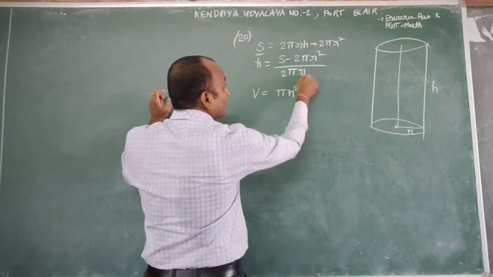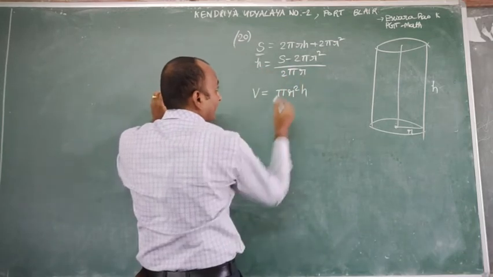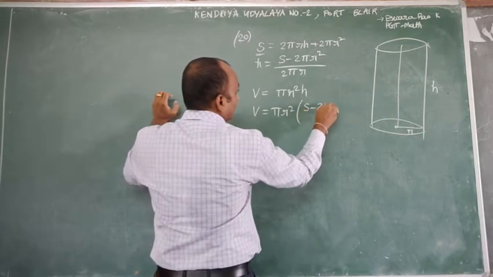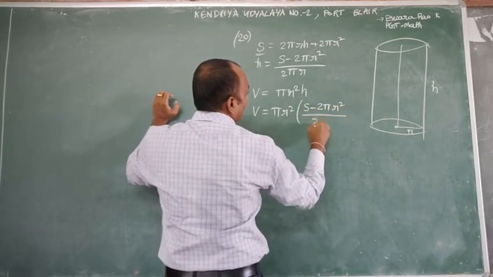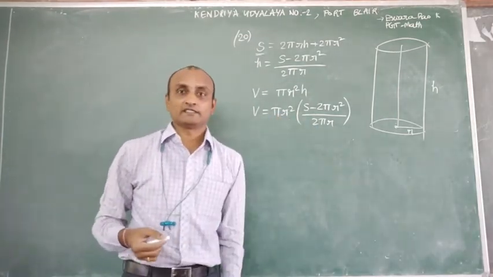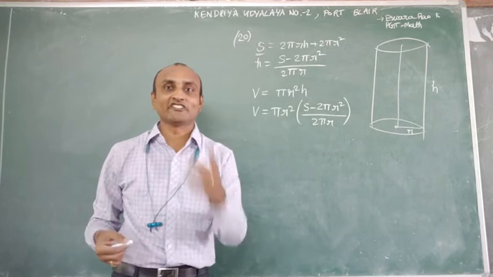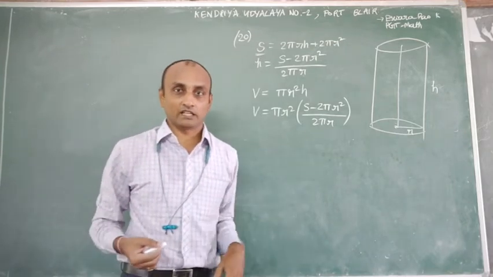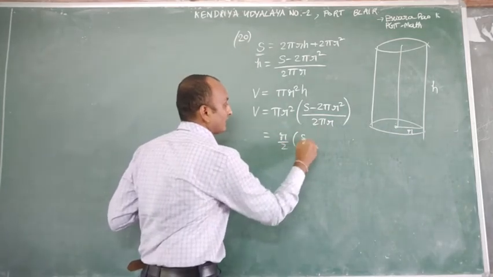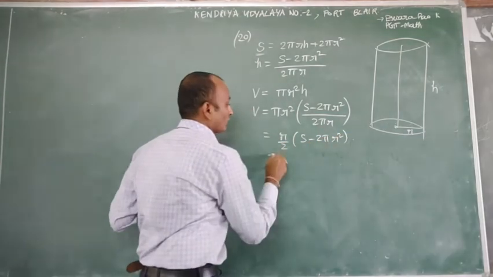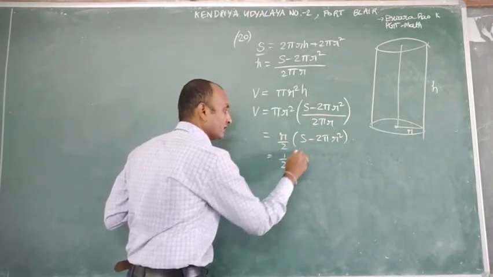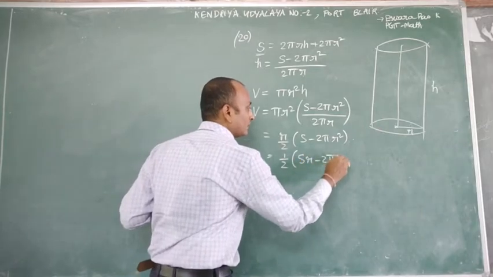So here r is the variable, S is the constant. So h is expressed in one variable, and volume will be pi r square into (S minus 2 pi r square) by 2 pi r. Now how many variables are there in volume? Only one variable, which is radius. So the quantity to be maximized is expressed in only one variable, r. Pi r square by 2 pi r will be r by 2 into (S minus 2 pi r square). Better, instead of applying the UV rule, multiply r before: V is r by 2 into (S r minus 2 pi r cube).